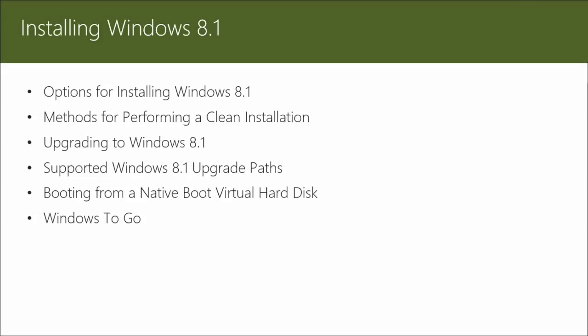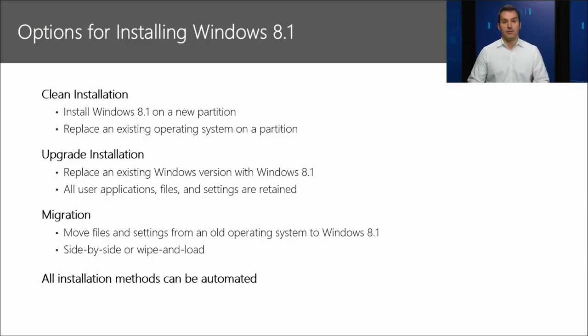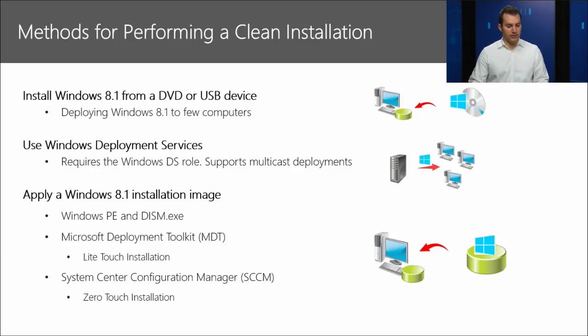Next section then, installing Windows 8.1. So you've already done your preparation and planning. So next up is here, how are you going to install it? You can do a clean install, kind of where you're wiping away anything that's there and starting from scratch. You can do an upgrade from a previous version. You can also do a migration. Migration is simply a clean install, but you're also migrating settings and files from an older machine to the new machine. So let's keep going.